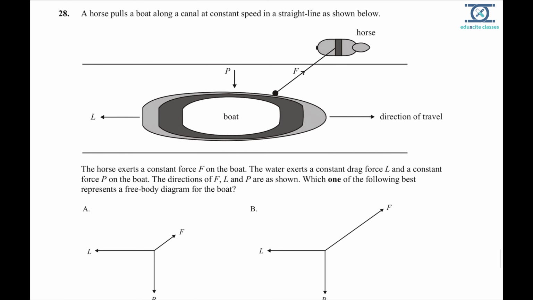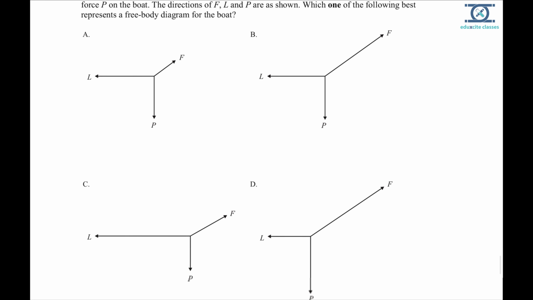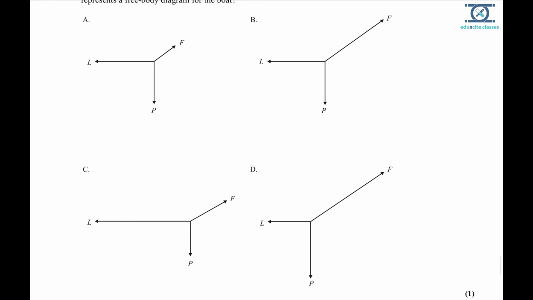Now question number 28, a horse pulls a boat along a canal at a constant speed. It means again the resultant force has to be equal to 0, and these two forces are acting, which are the drag force on the boat on either side. Okay, so which one of the following best represents the free body diagram for the boat?